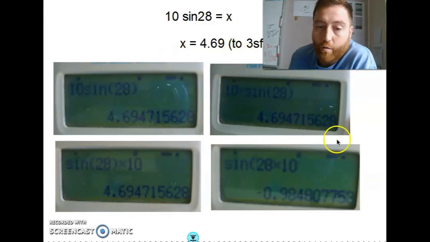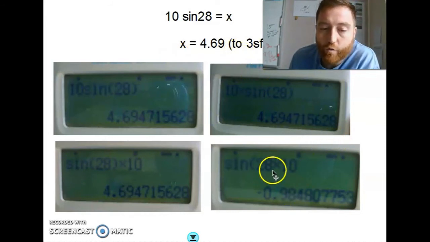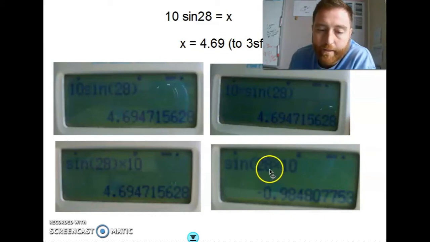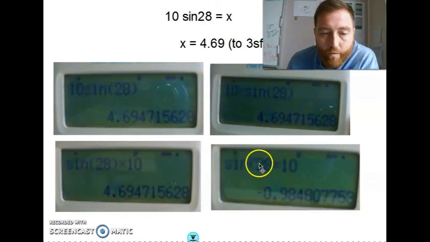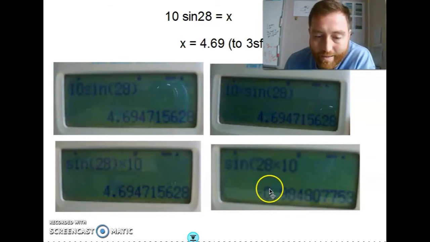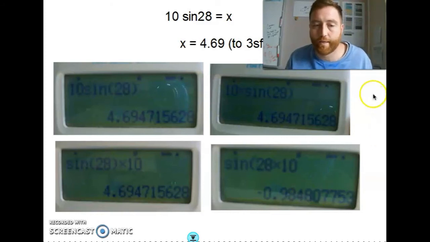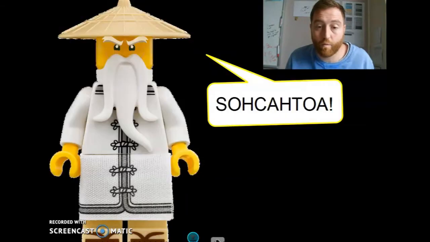But one thing to watch out for is make sure you do not do this. Make sure you close that bracket. I've seen this mistake a couple of times as a teacher. So just be careful that what you're doing makes sense. This answer is clearly rubbish. You can't have a length of negative 0.9 on a triangle. Okay, that's your first example.